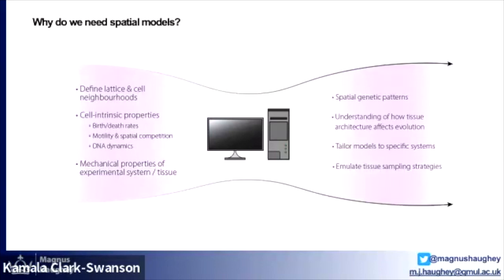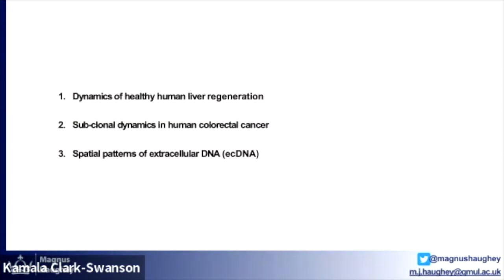But then crucially, what you can benefit from using these models is an understanding of spatial genetic patterns. And importantly, an understanding of how tissue architecture and evolution affect each other, and this interaction. And you can also tailor your models more specifically to different tissue types and sampling strategies. So I'm just going to talk about a few pieces of work, really two pieces of work, and then motivate where I'm working on now in this direction.